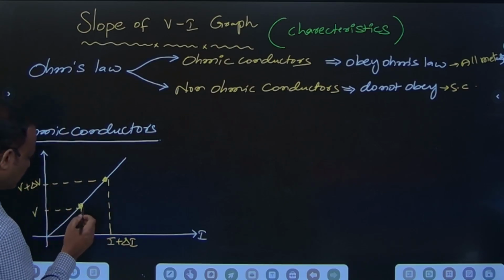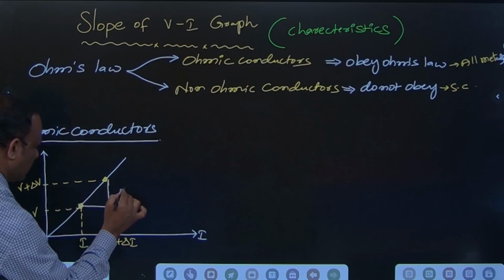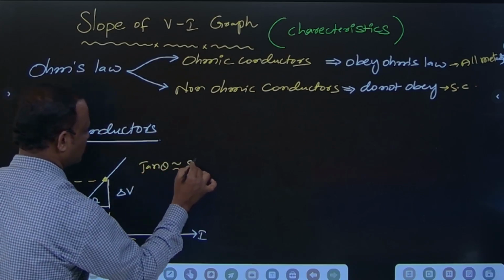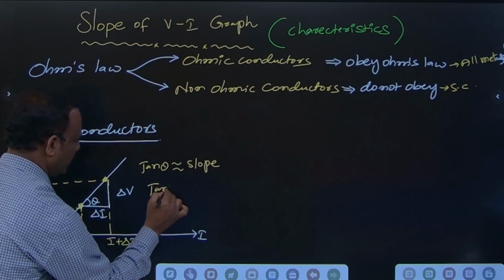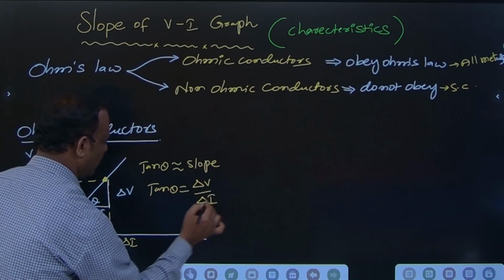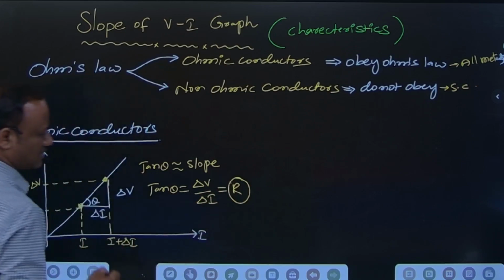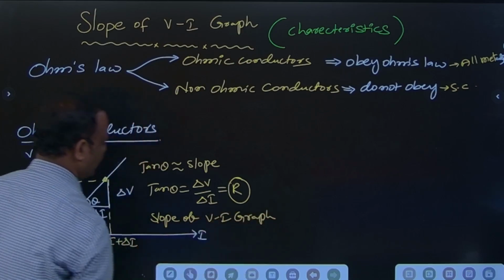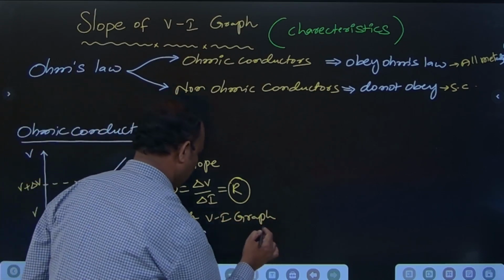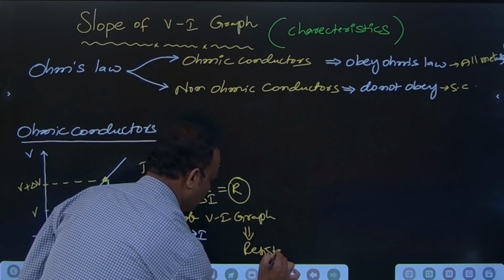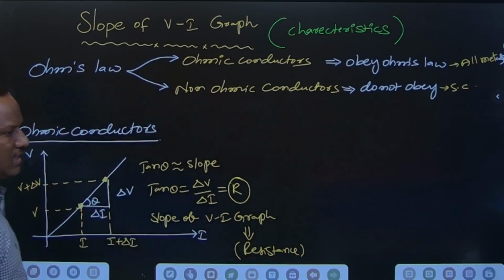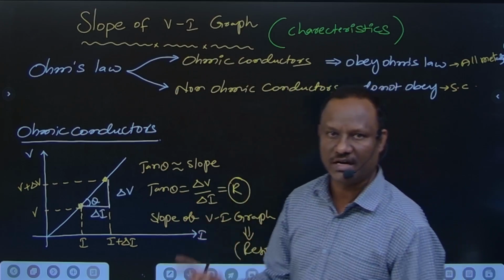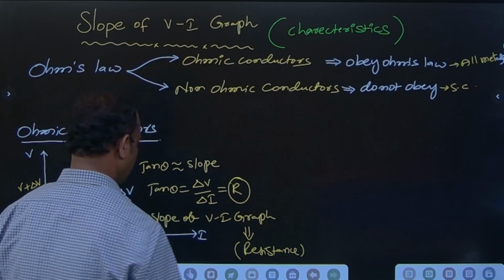From this graph, this difference is delta V and this is delta I, which makes an angle theta. Tan theta means the slope. The slope of the VI graph, tan theta, is equal to delta V by delta I, which means resistance. So with V along the y-axis and I along the x-axis, the slope is the resistance. Sometimes the question asks when current is taken along the y-axis and potential along the x-axis. Such a graph gives the slope as the reciprocal of resistance, which is conductance, denoted by the letter G.